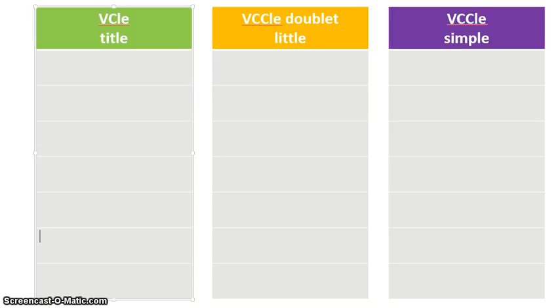Okay, now go to the last column, the purple column. This is a VCCLE pattern, but the two C's are going to be different consonants, not the doublet pattern. All right, as in the word simple, the I is the vowel, the M is the first consonant, the P is the second consonant, and then it ends with an LE.